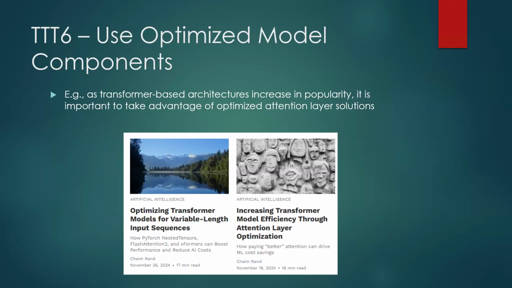Finally, TTT6. Use optimized model components. Take advantage of optimized model components wherever possible. For example, as transformer-based architectures increase in popularity, it is important to take advantage of optimized attention layer solutions such as flash attention, memory-efficient attention, flex attention, and more. You can find more on this topic in these two blog posts.